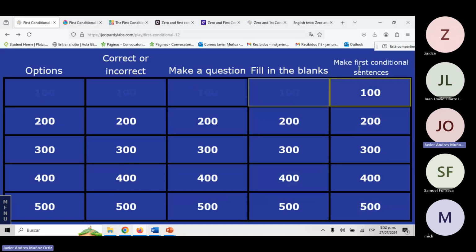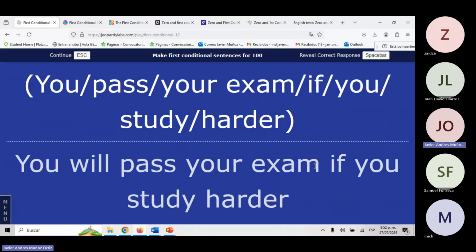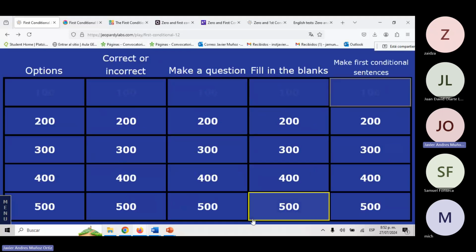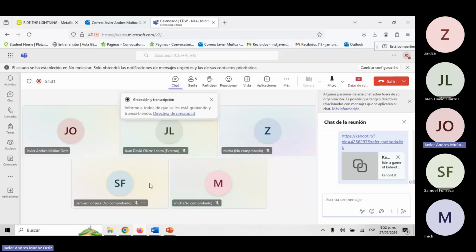And last one, create the first conditional. You pass your exam if you study harder. With these words, you need to create the first conditional. In this case, for example, is you will pass your exam if you study harder. So effect and cause.